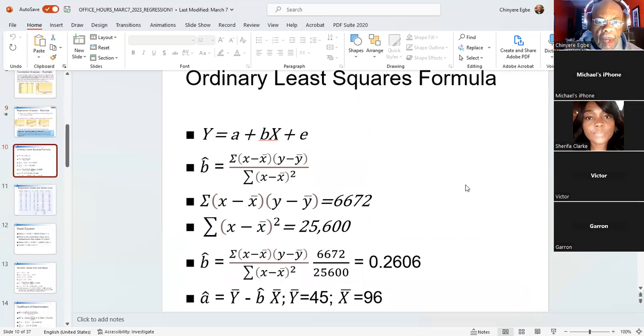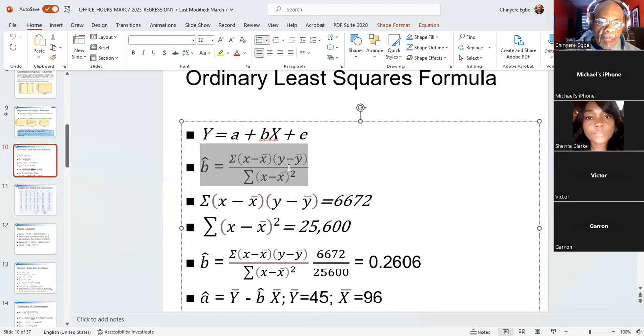Okay, now we're going to use a formula called the ordinary least squares formula, all right? And I'm going to do an illustration so that you can see where we're coming from. The formula for ordinary least squares is b hat is equal to the summation of (x minus x bar) times (y minus y bar) divided by the summation of (x minus x bar) squared, okay?